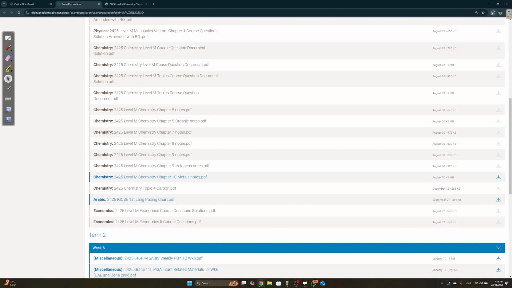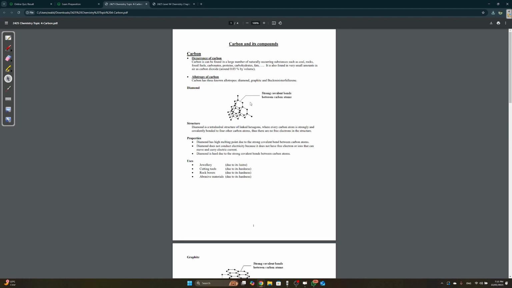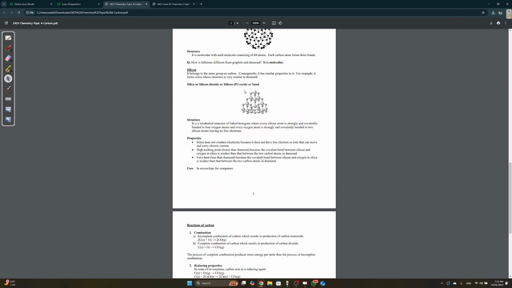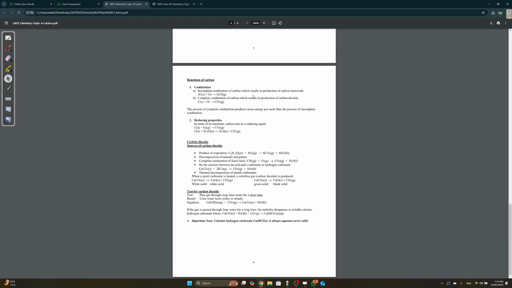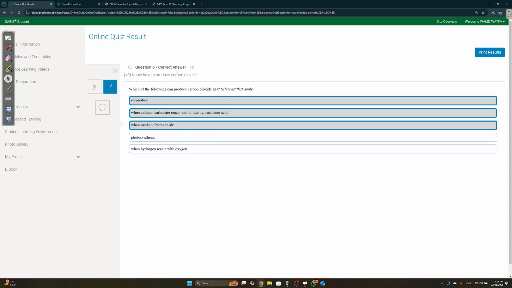If you want to read over it, over here, you can read over it. Sources of carbon dioxide: it's a product of respiration, decomposition of animals and plants, complete combustion of fuels such as methane, the reaction between an acid and a carbonate or hydrogen carbonate, and thermal decomposition of metal carbonates. Because when a metal carbonate is heated, a colorless gas is produced. Anyways, you can read over the notes. I'm not here to teach you notes. You can read over them yourself.